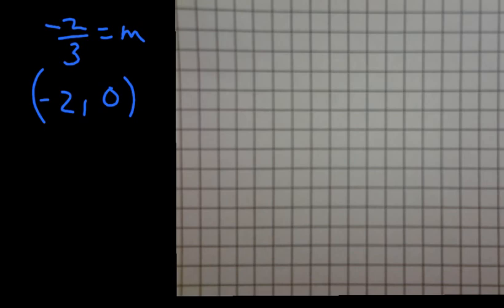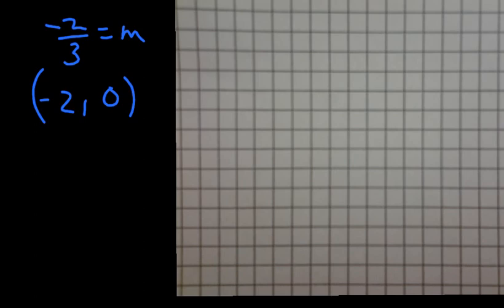Okay, now let's find the slope. So start at the bottom point, count up, 1, 2. Then count over, 1, 2, 3, and over that direction is negative. So your slope is negative 2/3. Then use one of the points. We'll just pick the first one. We'll pick negative 2, 0. We won't do them both this time because you don't need to do them both. You just pick one.